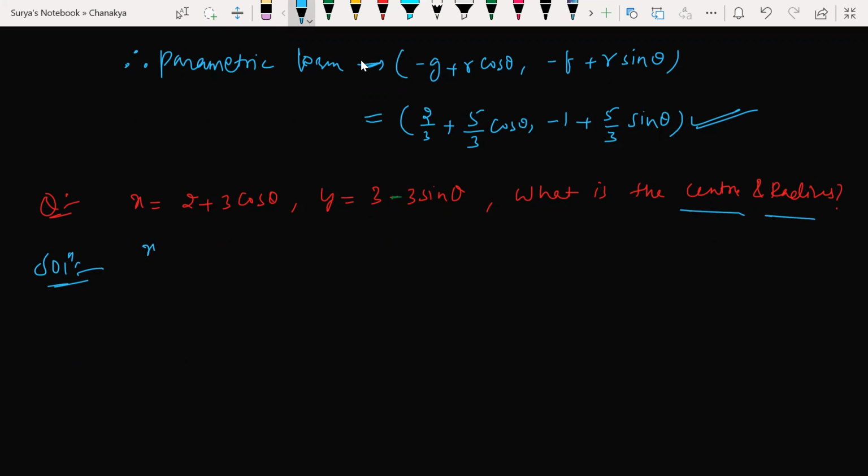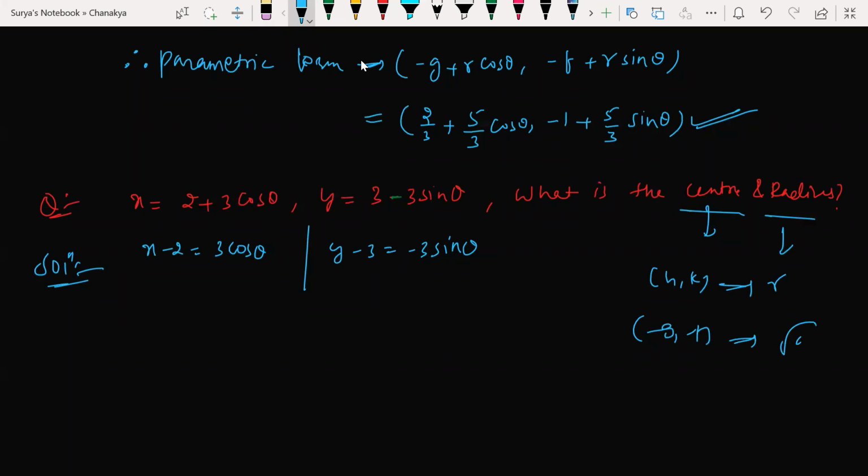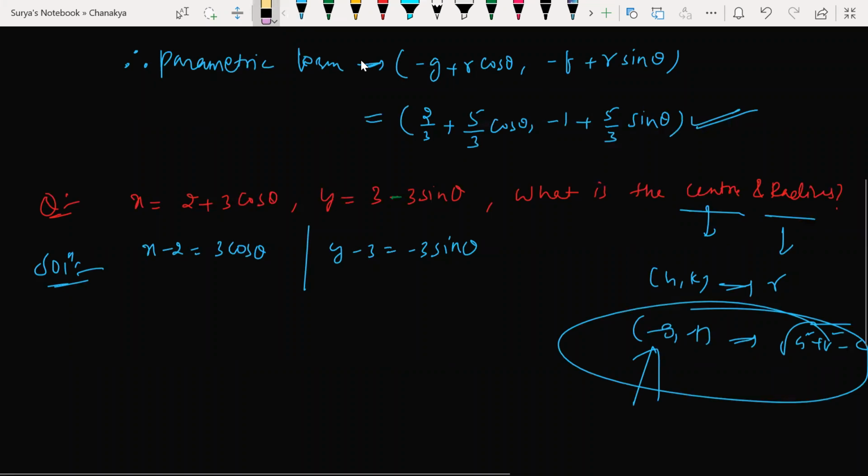See, can you just shift: x minus 2 is equal to 3 cos theta, y minus 3 is equal to minus 3 sine theta. Okay, is it clear? For finding the center we need g comma minus f. For finding radius, you need the square root of g square plus f square minus c. But there is no option to write c here, so that is not possible.